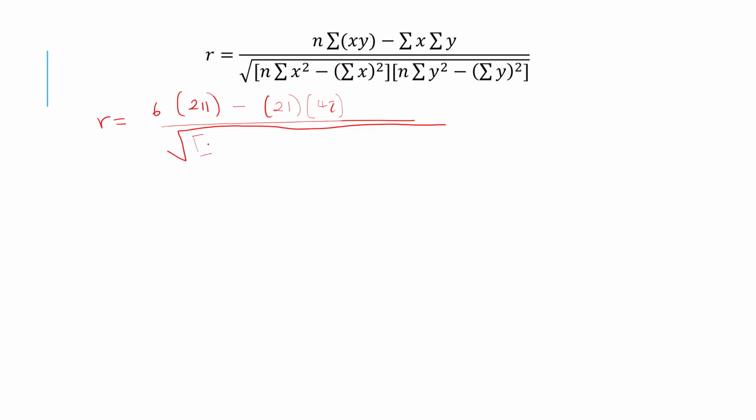So we do brackets. n is 6, sum of x squared is 91, minus the sum of x and then squared, so that's 21 squared. Okay, another square bracket. So we have 6, sum of y squared is 490, minus 48 squared.